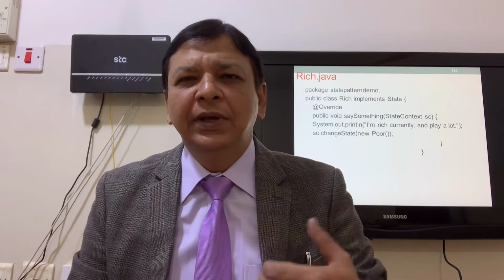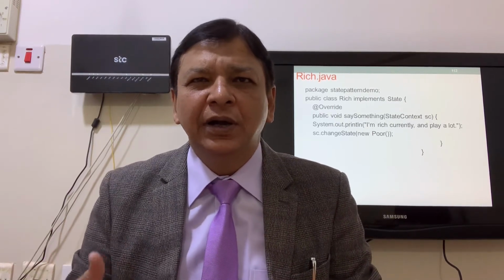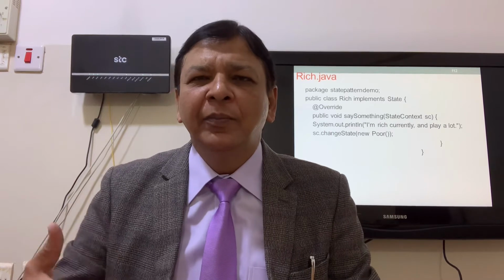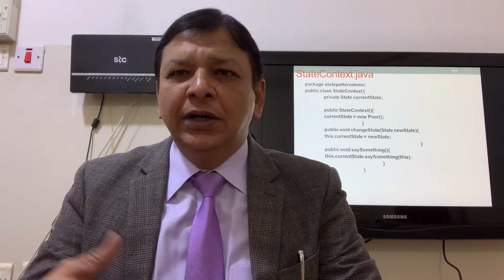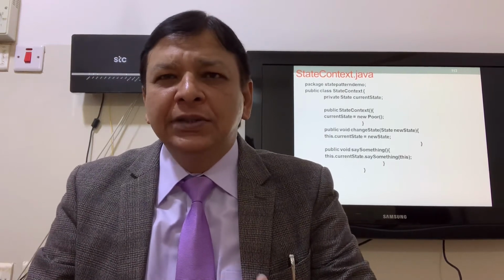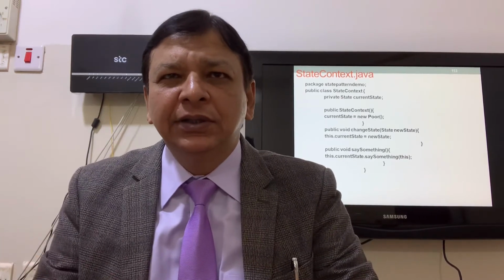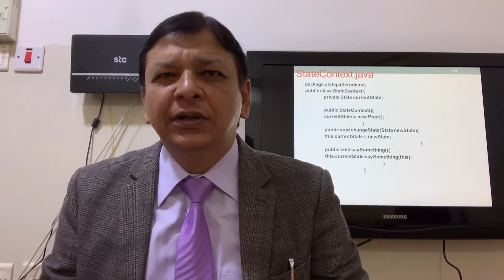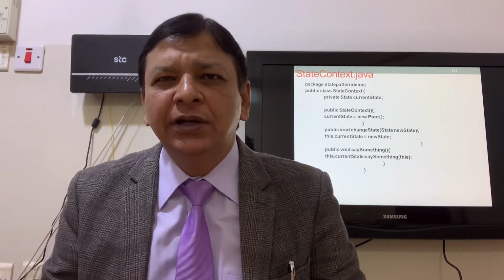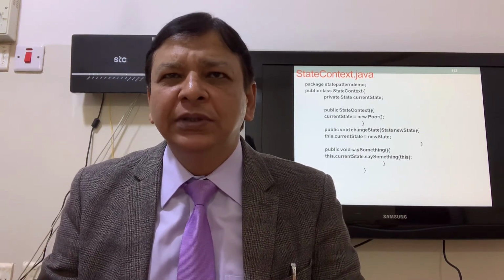Rich.java: public class Rich implements State. Override the method from the State interface, saySomething(StateContext sc), System.out.print "I'm rich currently and play a lot." sc.changeState(new Poor()), close the method, close the class. StateContext.java: public class StateContext, private State currentState. In the public StateContext constructor, currentState is equal to new Poor(). Public void changeState(State newState), this.currentState = newState. Public void saySomething, this.currentState.saySomething(this), close the method, close the class.